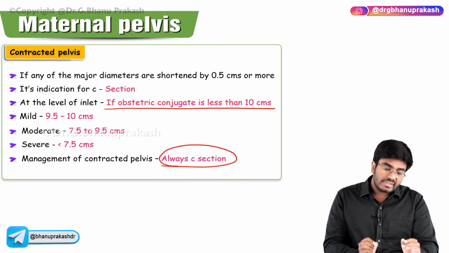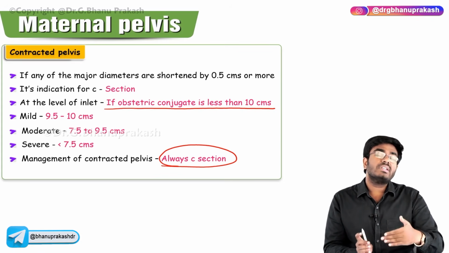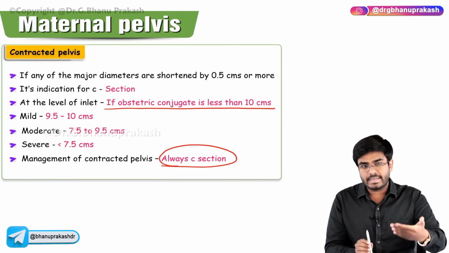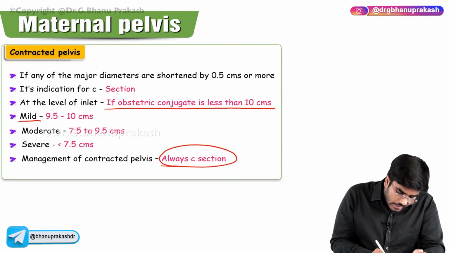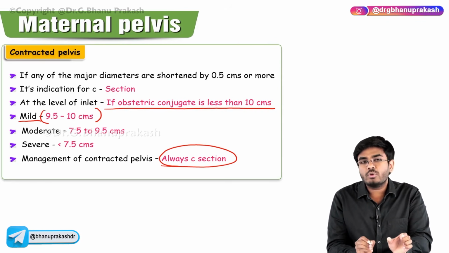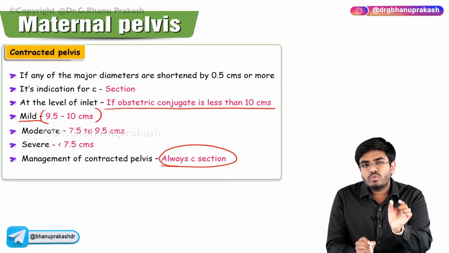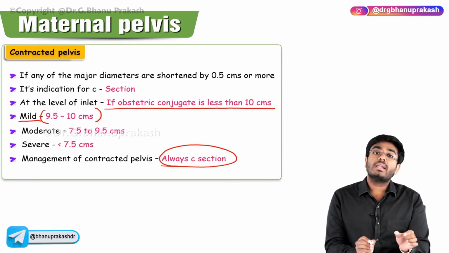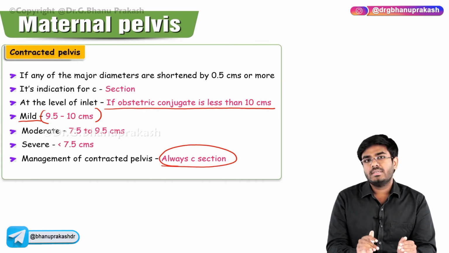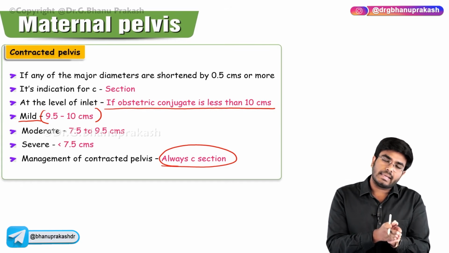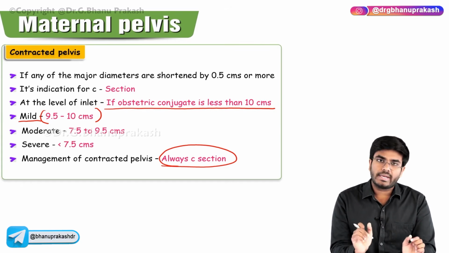Now, this contracted pelvis was divided into degrees or grades. For example, mildly contracted pelvis means the obstetric conjugate is between 9.5 centimeters and 10 centimeters. Usually it should be 10 centimeters, but if in this female it is 9.7 centimeters, yes, it is less than 10, but it is mildly contracted.